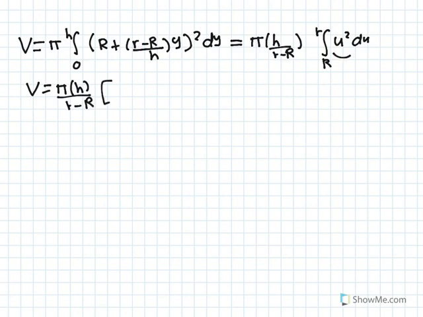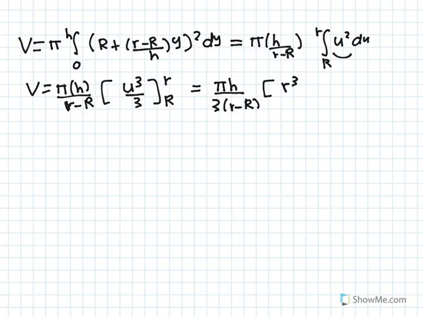If we integrate u squared, that's just reversing the power rule, we get u cubed divided by 3, evaluated from capital R to small r. Let's simplify this. We get pi h divided by 3 times (small r minus big R), times. Now apply the fundamental theorem of calculus, putting the upper limit in, we get small r cubed, minus the lower limit, capital R cubed. Now let's apply the difference of cubes to simplify this.